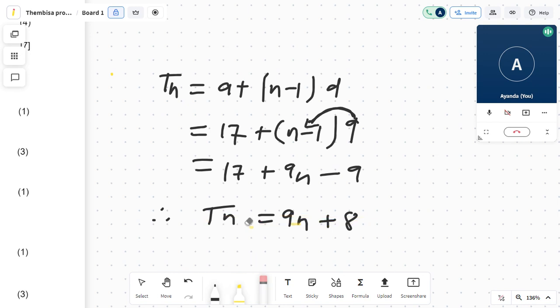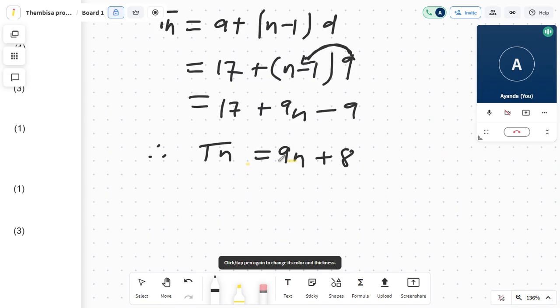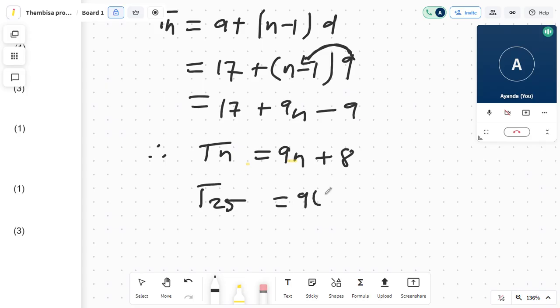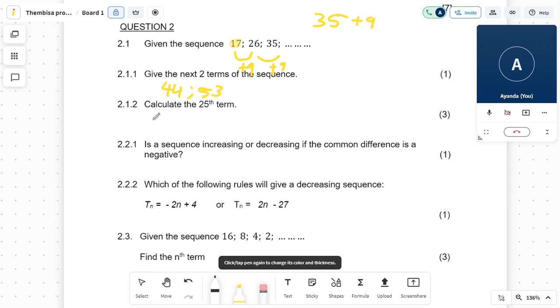So the nth term is 9 times n plus 8. So term number 25 would be 9 times 25 plus 8. And if you plug that into your calculator, your final answer will be 233. So the 25th term of the sequence is 233.